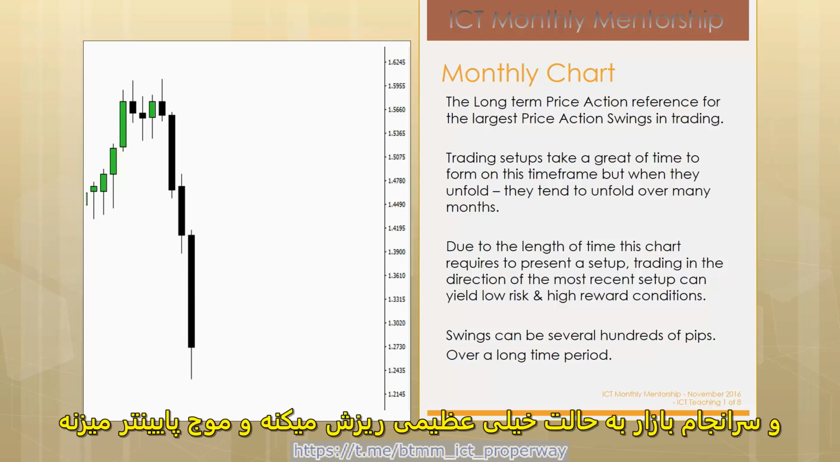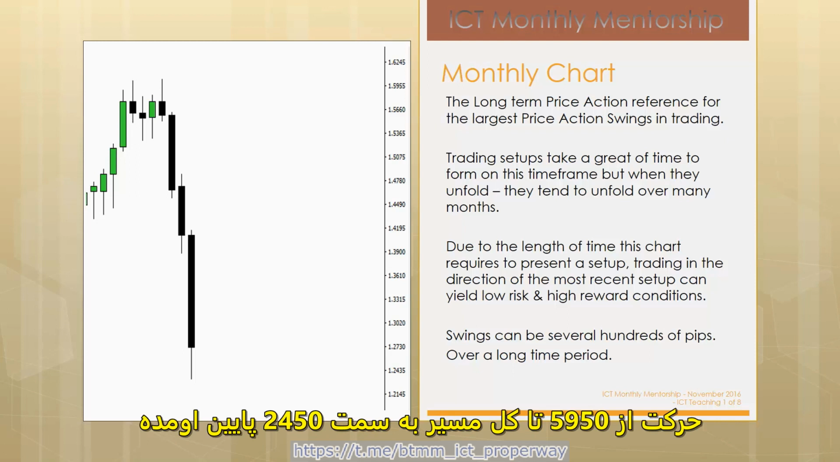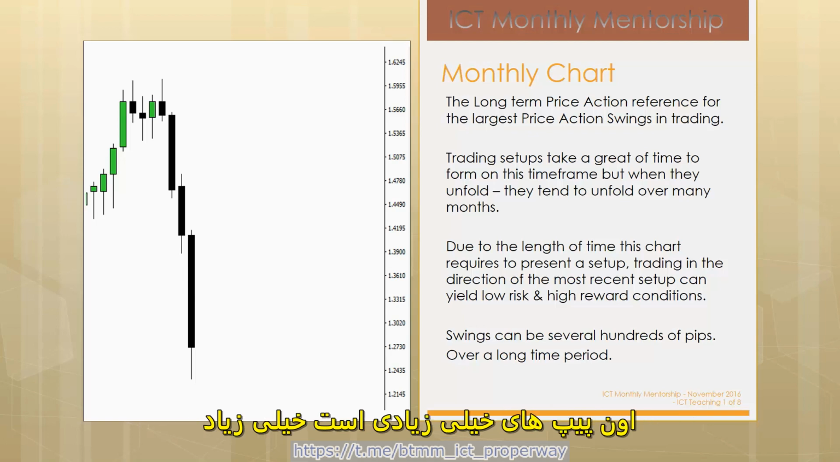And eventually the market takes a greater deal of magnitude lower. It surges lower. And again, take a look at how many pips this would be. And obviously, this is the Euro USD. The move from 59.50, we'll call it, all the way down to, let's just say 24.50. Okay, that's a lot of pips.